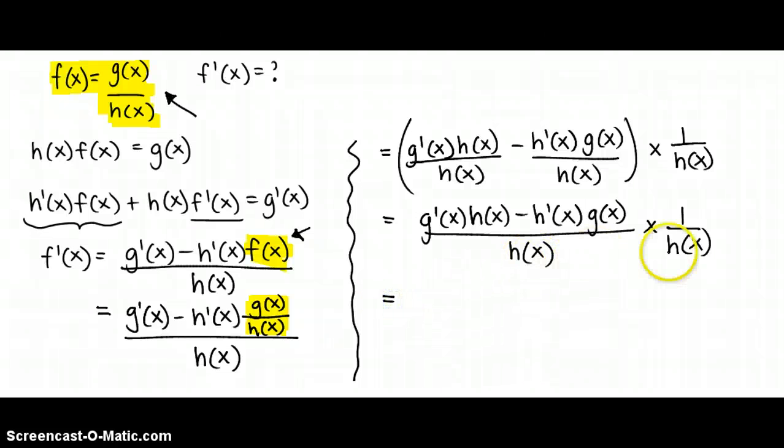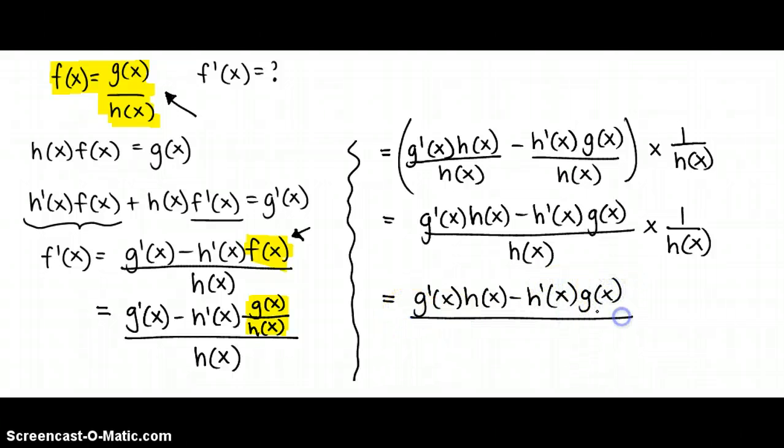We're just going to multiply the numerators and the denominators. This, of course, will stay the same since it's being multiplied by 1. And in the denominator, we're going to have h of x squared. And this is the derivative of f of x. This is the quotient rule.